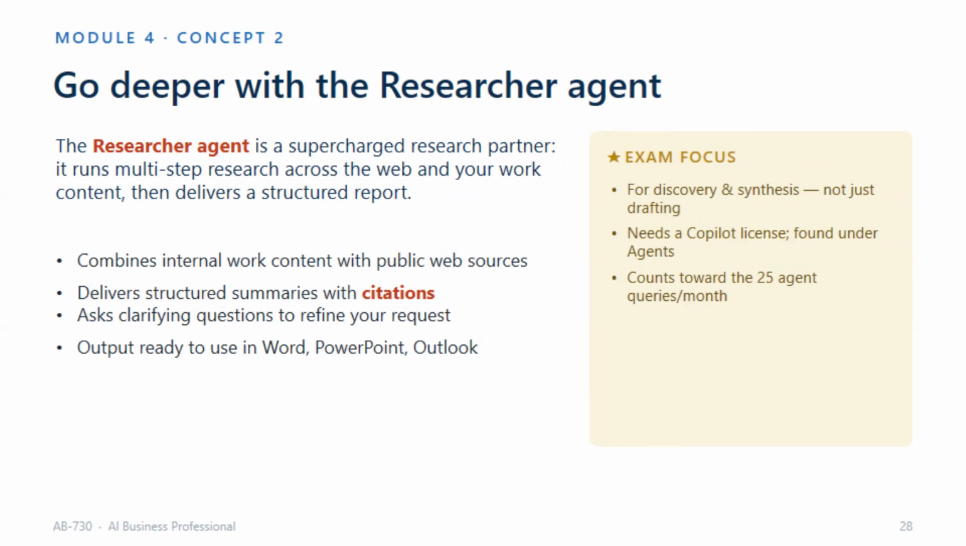The researcher agent conducts multi-step research across internal work content and the public web, delivering structured reports with citations. It asks clarifying questions and outputs summaries ready for Word, PowerPoint, or Outlook. The researcher agent is for discovery and synthesis, requires a Copilot license, and counts toward the 25 monthly agent queries.